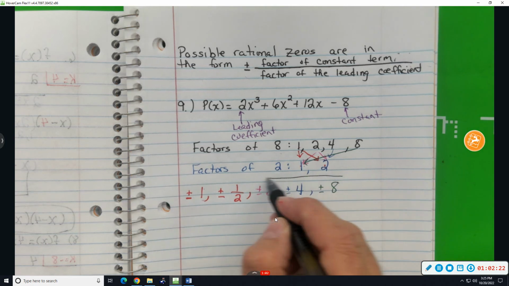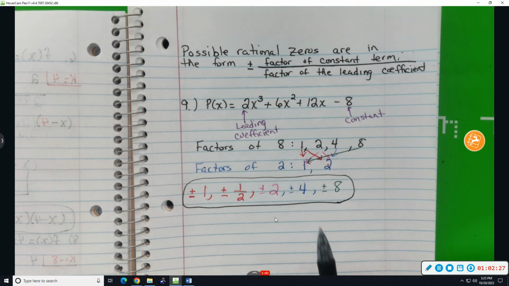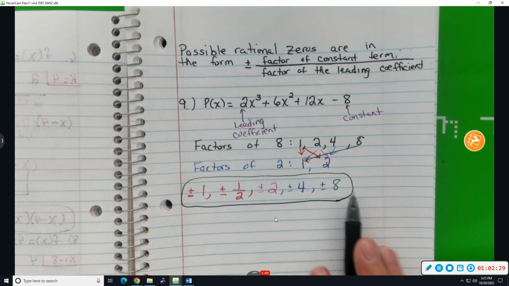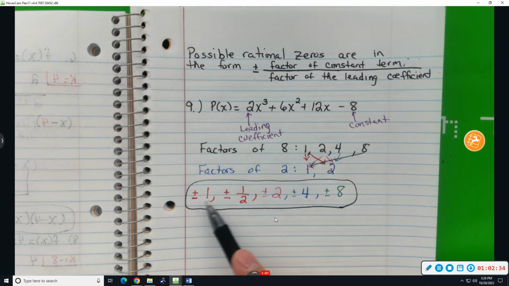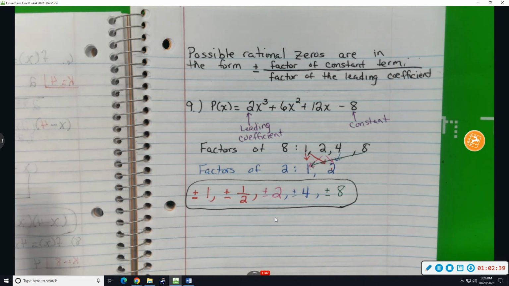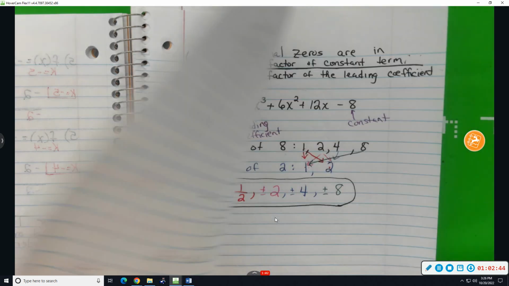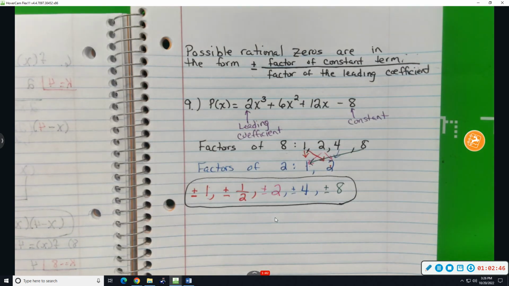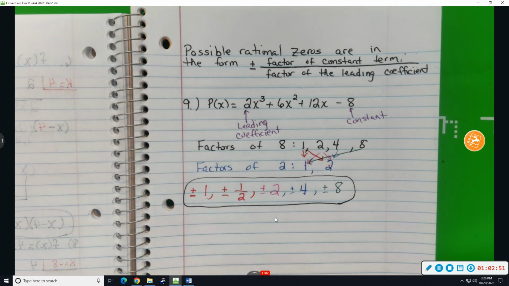So here are 10 numbers. Of all the billions and trillions of numbers out in the world, including fractions, these are the only 10 numbers that could possibly be a zero. If you were told to find the zero, you would have to start going through using synthetic division on each of these until you find one that ends with a zero.